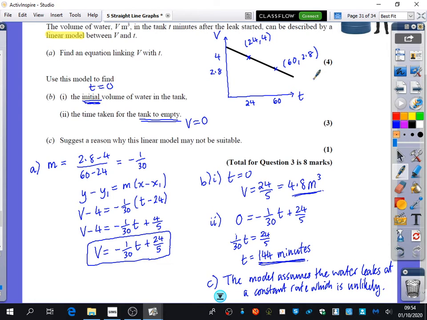It's probably, when they pull a plug on this leak, it's probably going to shoot out loads really fast. And then later on, it's not going to be shooting out quite so fast. So it's probably not going to be a suitable model.